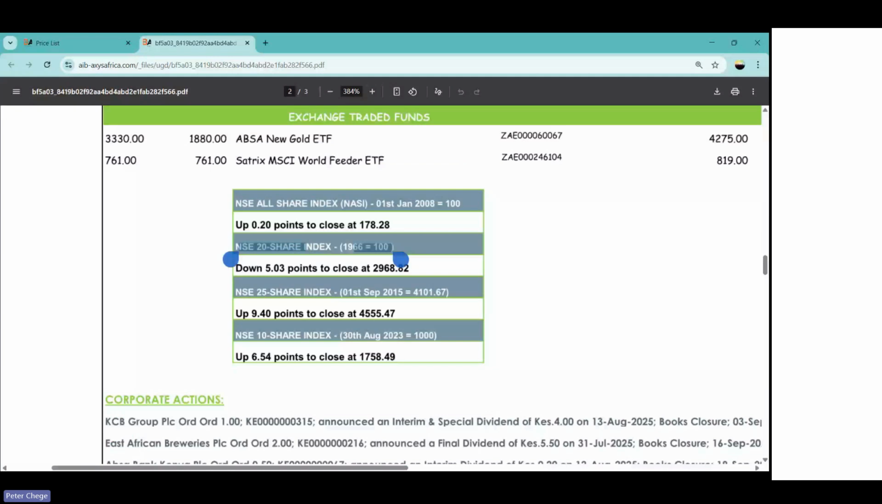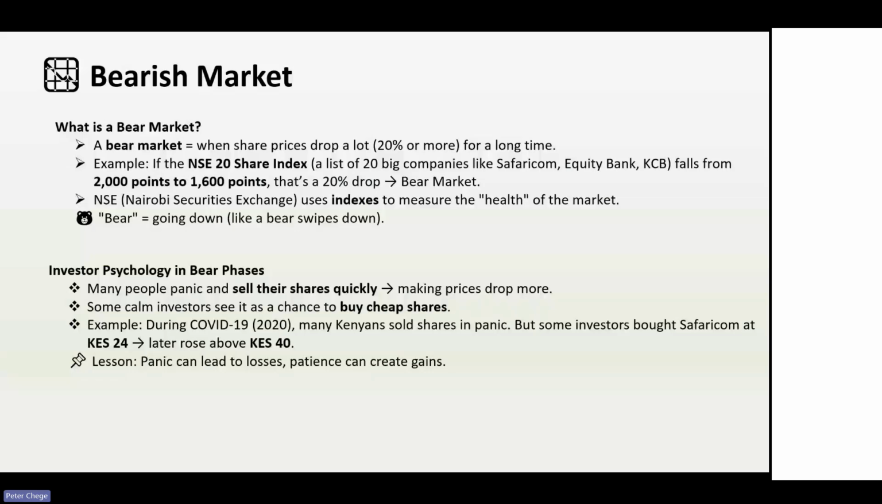So you use the NSE 20 share index to measure the health of the market, to know whether it is bearish. If over a period of time you have noticed there is a huge drop, maybe from the average in January to June, and there have not been any rises or peaks in between, then you have a bear market. So what is the investor psychology during this bear phase?